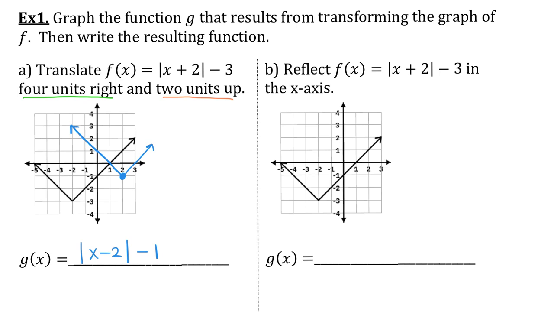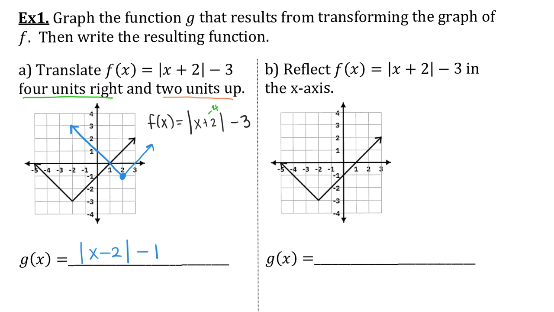Okay, now if I didn't want to graph this, we need to figure out how we got this answer. So let me go back to the original function. It was f of x equals absolute value of x plus 2 and then minus 3. Now it went 4 units right. If it goes 4 units right, then this x plus 2 is going to go minus 4.